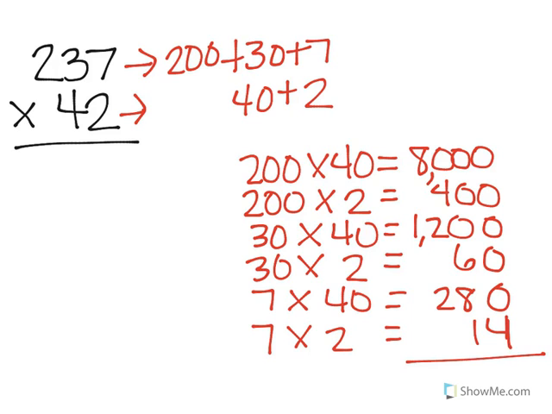After you've multiplied everything, add it together. So this is a 4. 8 and 6 is 14, plus 1 is 15. 4 plus 1 is 5, plus 2 is 7, plus 2 is 9. 8 and 1 is 9, so 9,954.